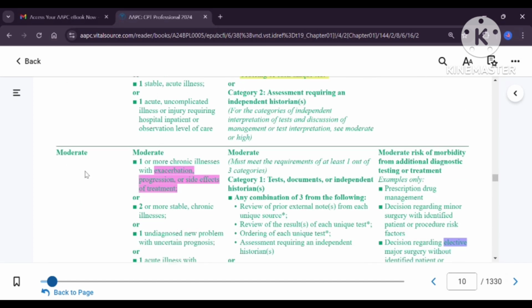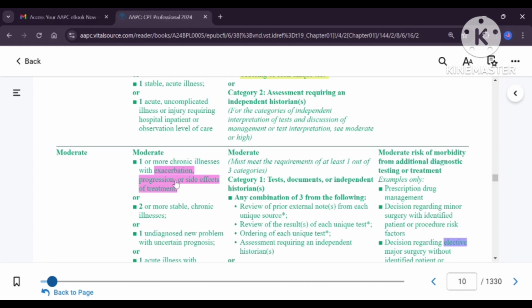Now we'll move to the third level of MDM, that is moderate. Under moderate, again you can see that the disease is getting a little more critical or serious than the low level of MDM. Here, the patient will be having one or more chronic illnesses with exacerbation, progression or side effects of treatment. One or more chronic illness, that means the patient is having 2, 3, 4, any number of chronic illnesses. Chronic means which is there for a long time, but the patient is having exacerbation or progression. That means the disease has suddenly worsened.